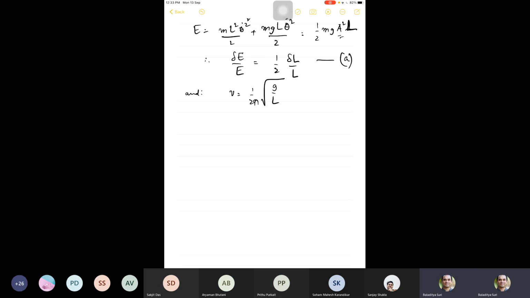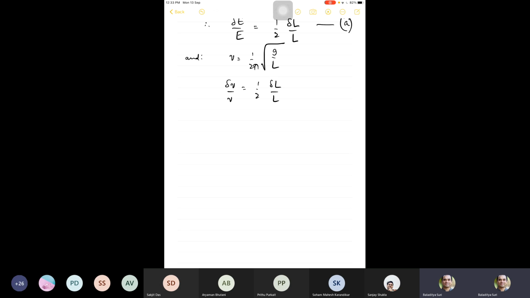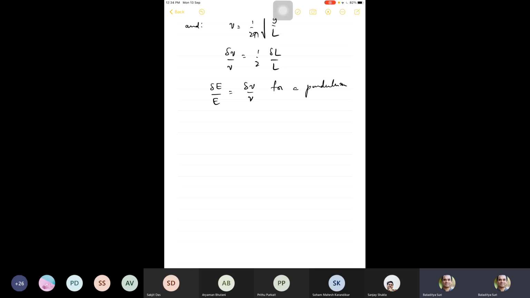This is the frequency. If you now compute, by similar interpretation, the fractional change in the frequency as a function of L, you get half delta L by L again. Therefore, delta L by L equals delta nu by nu for a pendulum. And we saw that all oscillators are basically one and the same. So delta E by E equals delta nu by nu for any oscillator.